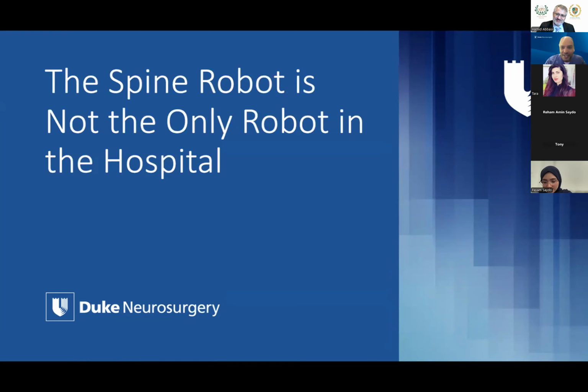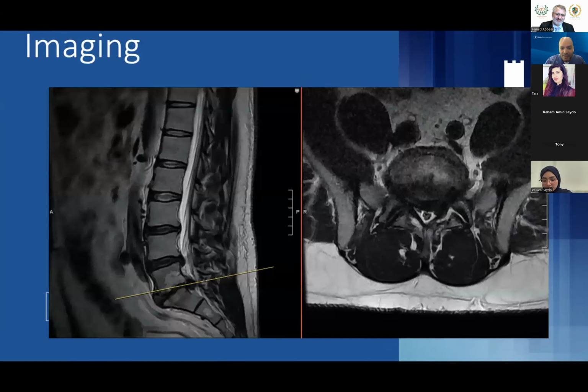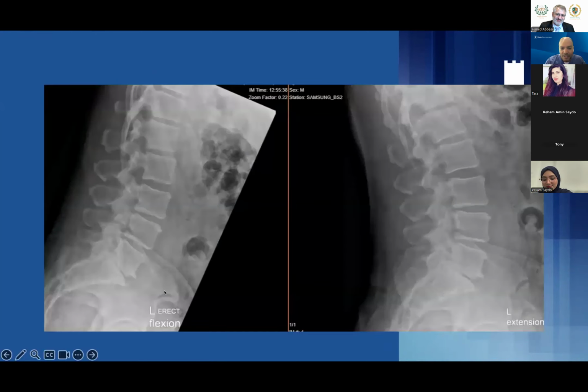My brother is actually a pediatric urologist, and he uses the robot, but a different type of robot. And so I started to think about, can we use the Da Vinci robot also for spine surgery? So here's a patient, he's got a degenerative disc here at L5-S1. We started to look, he doesn't have a spondylolisthesis. So some people say, well, do you even need to treat this?